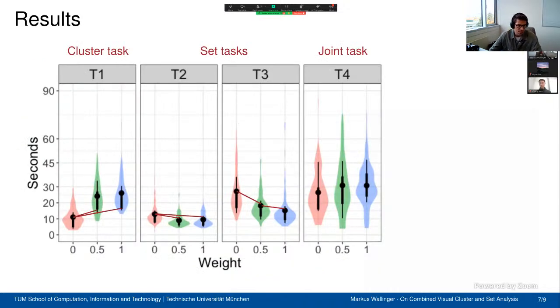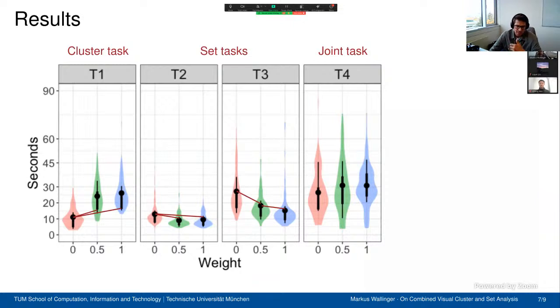Now let's take a look first at the results for the response time. So you can see the individual tasks and then the alpha value from 0 to 1. Unsurprisingly, if we optimize for a specific perspective, we find a statistically significant difference. If you look at T1, alpha 0 performs statistically significantly better. The same is true for the set tasks in the reverse. So here the set perspective and the mixed perspective performed considerably better. Unfortunately, for the joint task, we didn't find any statistically significant results.